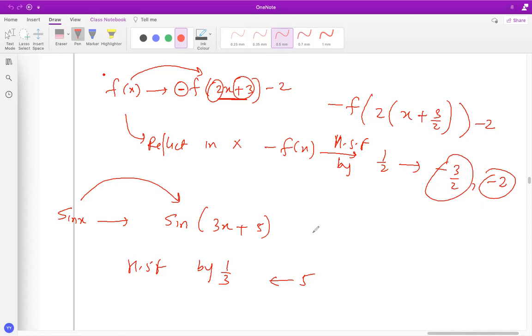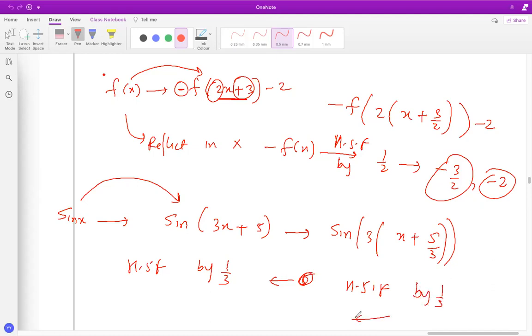So what you do is, if you're doing the horizontal stretch first, it is sine of, let's say, 3, you take common. So there's x plus 5 over 3. Now what you get is a horizontal stretch factor by 1/3, but it moved by negative 5 by 3 units to the left. So move negative 5 by 3 instead of 5 units to the left. So that's the first part that we have here.